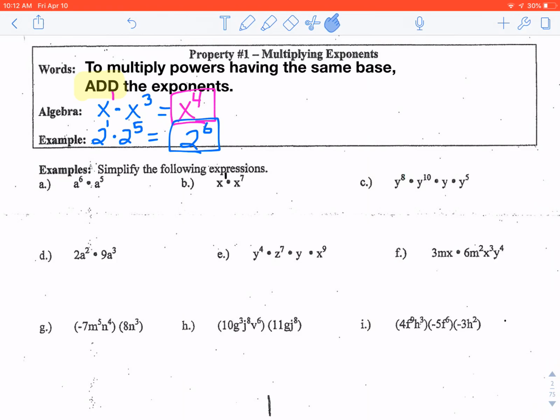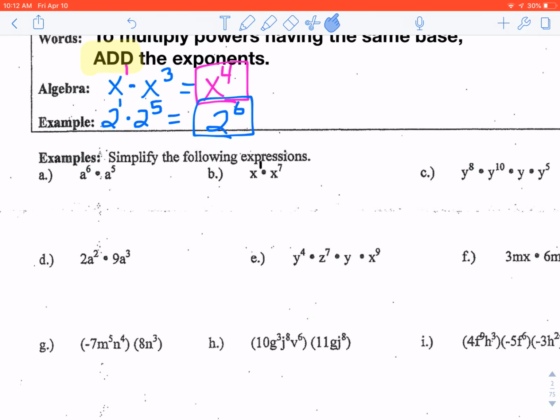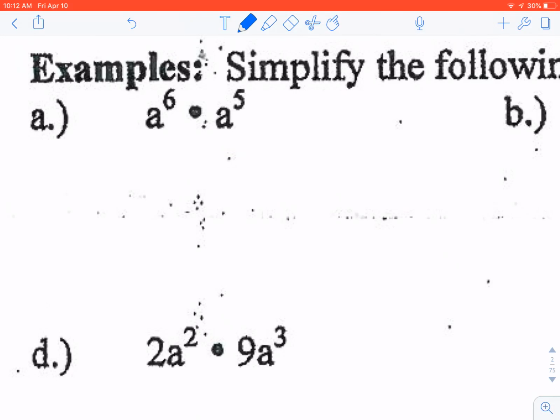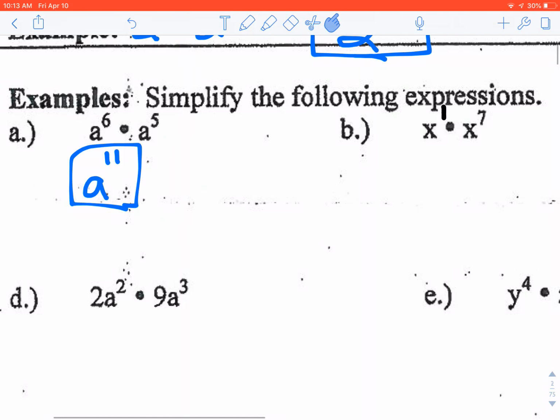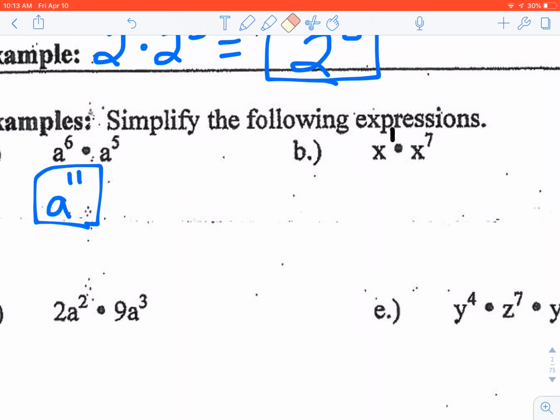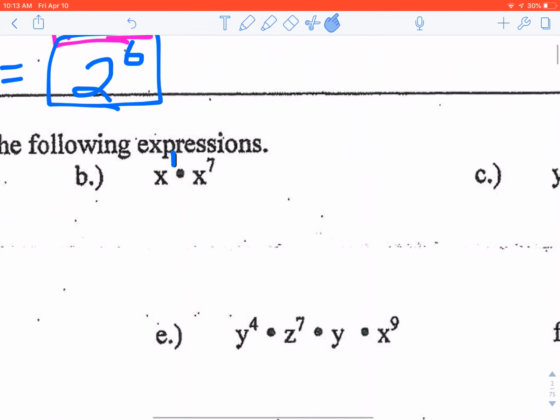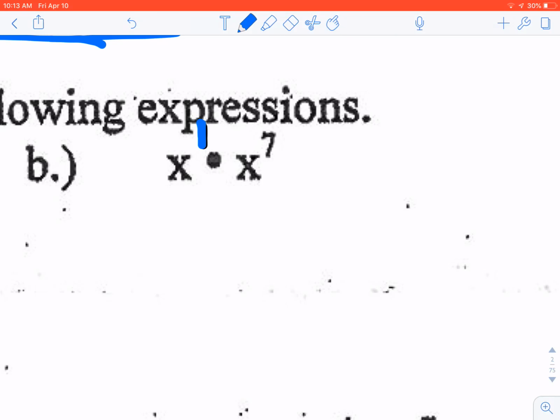Okay, letter A, a to the 6th times a to the 5th. Okay, so this follows property 1 because you're multiplying same base. So I'm going to rewrite the base, and you're adding your exponents. 6 plus 5 is 11. So a to the 11th. Letter B, we have x times x to the 7th. Put a 1 above your x. Okay, we're multiplying same base. So again, we are adding our exponents. 1 plus 7 is 8.